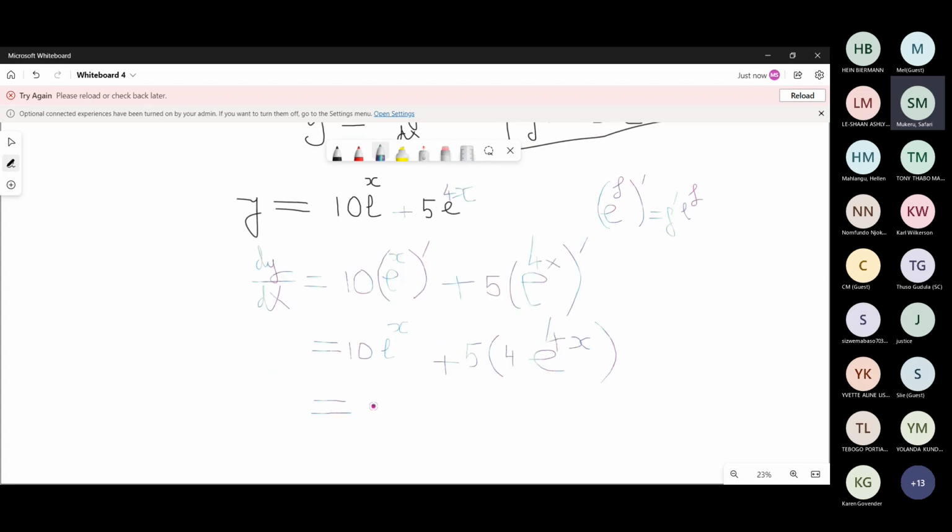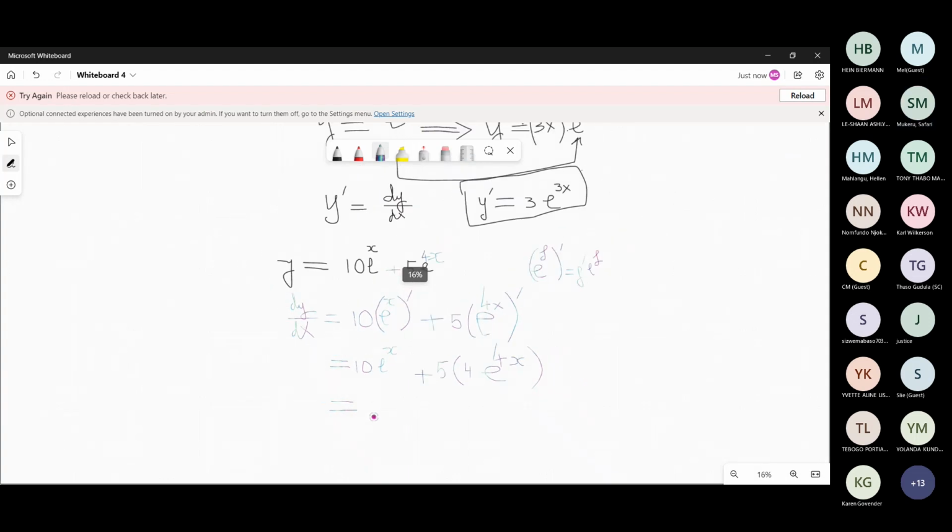So here now the final answer will be 10e power x plus 40, sorry, 20, maybe I'm tired. 40, where does 40 come from here? 20e power 4x. Good, this is our derivative. Great.